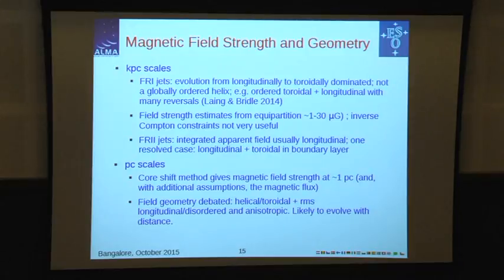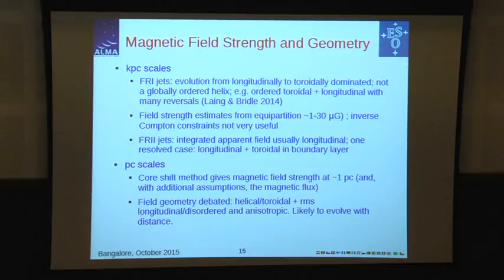Next topic, magnetic structure and magnetic field strength and geometry. The magnetic field is clearly crucial to the collimation and evolution of the jet. And so what constraints do we actually have on the field itself? What's its vector structure? Is it ordered or disordered? What's its strength? And we have sort of bits of information on different scales which are not quite the same, but which interlock to give some sort of picture.